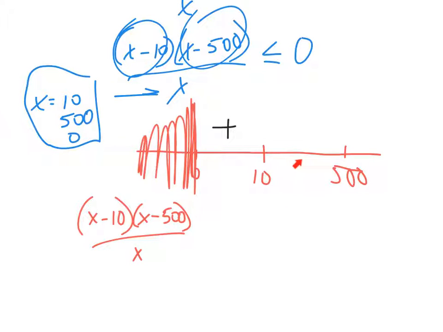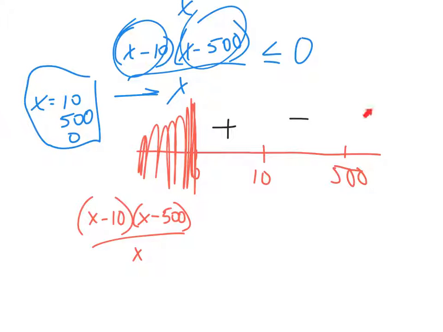So let's say we pick a number here. Let's say we pick 20. 20 minus 10 is positive. 20 minus 500 is negative. Negative times a positive is a negative. Over a positive gives me a negative answer. Okay? So are you catching on? I'm just concerned about the negative and the positive answers, not what the answers are.